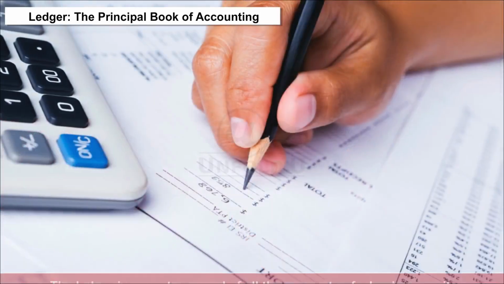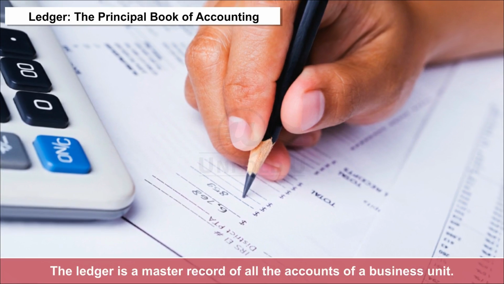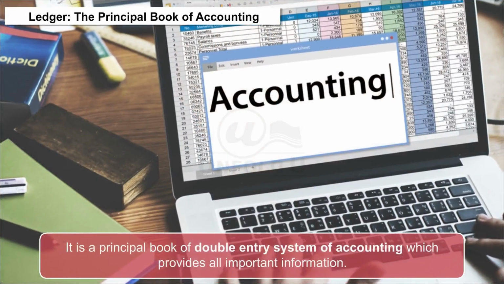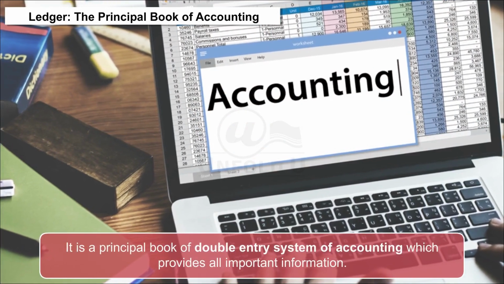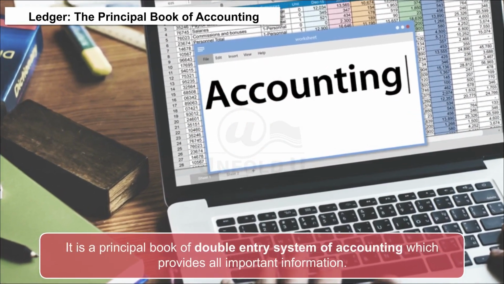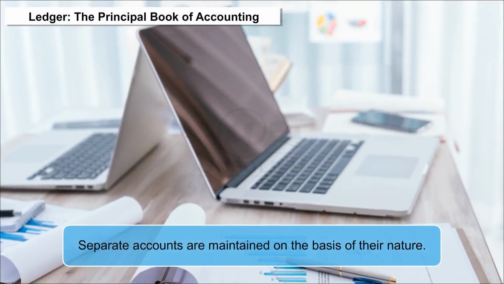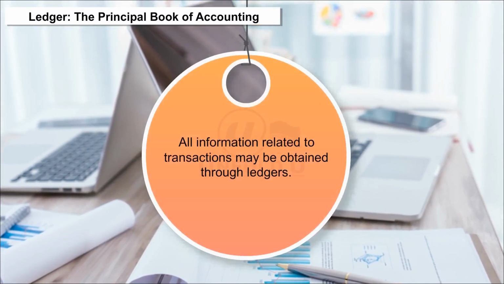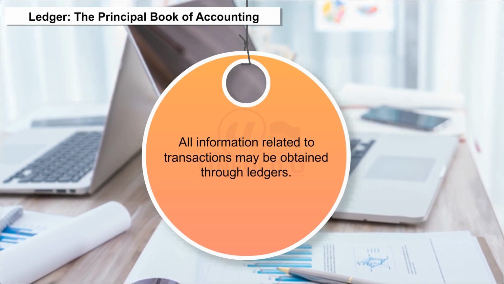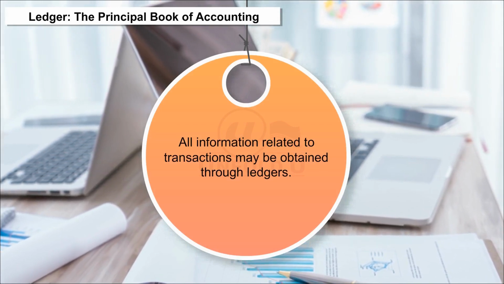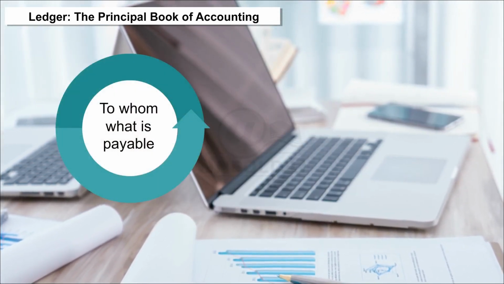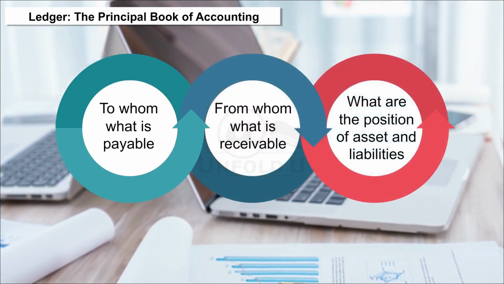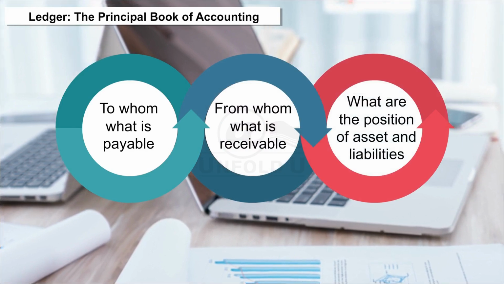The ledger is a master record of all the accounts of a business unit. It is a principal book of the double-entry system of accounting which provides all important information. Separate accounts are maintained on the basis of their nature. So all the information related to the transactions may be obtained through ledgers, such as to whom what is payable, from whom what is receivable, and what is the position of assets and liabilities of the business.